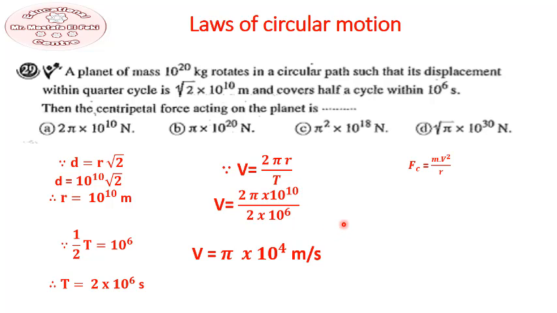Then the centripetal force equals mv squared divided by r, that is equal to, notice that the choices contain the symbol pi. You must keep the symbol pi in your answer. So the centripetal force equals pi squared times 10 power of 18 Newton. Thank you.